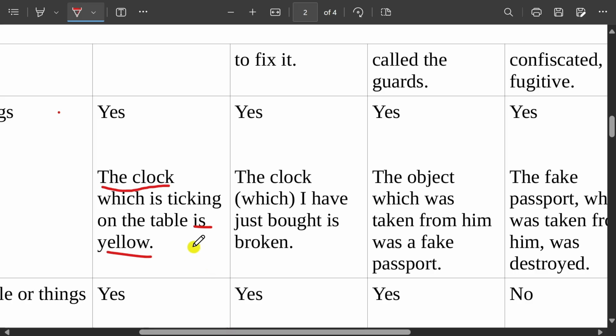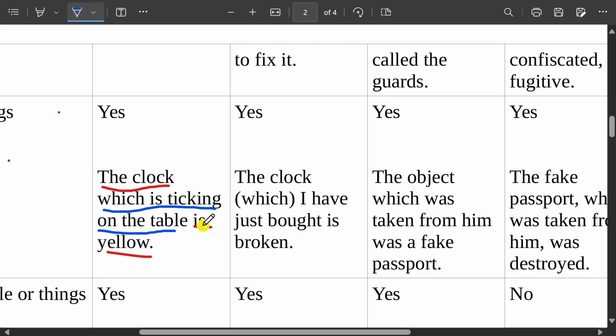The clock is yellow. Now, the relative clause gives some extra information about the clock. It's a clock which is ticking on the table. You know, ticking is tick, tick, tick. The clock does like that, right? So there is a verb which is to tick. Sometimes the words in general are formed depending on the sound of something, right?